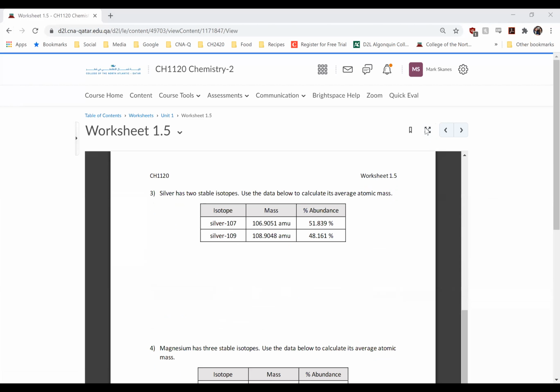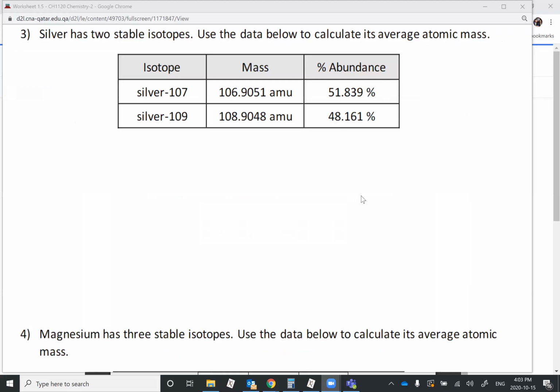All right, so let me read it. Let me explain it. We haven't talked about this since, I'd say, middle of September, but it's really easy. There's only one trick to this question. So I'm going to do number 3. This is worksheet 1.5. Okay, there, that looks a lot better. Okay, silver has 2 isotopes. Using the data below, calculate the average atomic mass of silver.